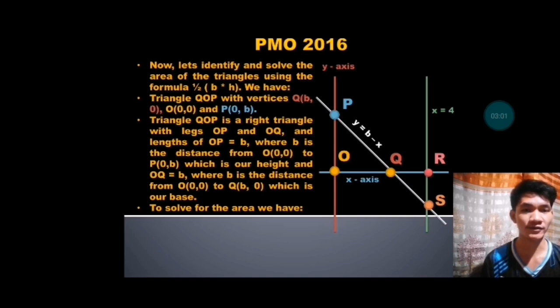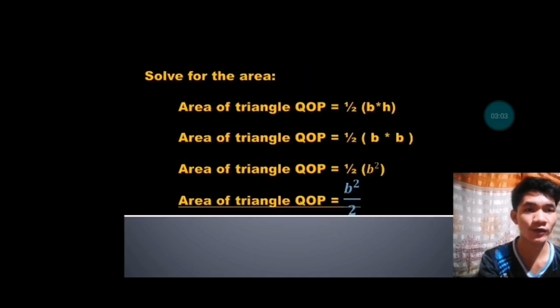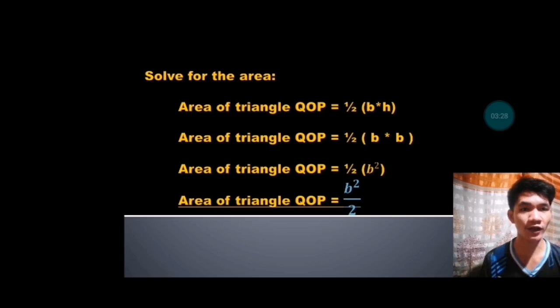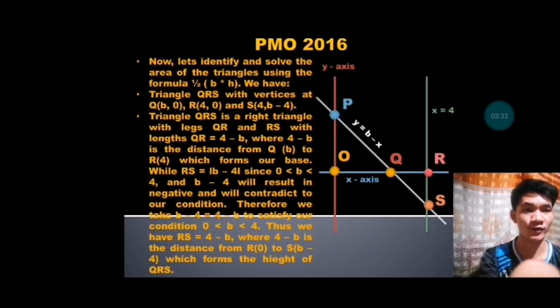which is our base. To solve for the area, the area of triangle OQP is equal to 1/2 times B times H. So substitute the values. We have B times B. The area of triangle OQP is now equal to 1/2 times B squared. So 1/2 times B squared gives us B squared over 2. So the area of triangle OQP is equal to B squared over 2.